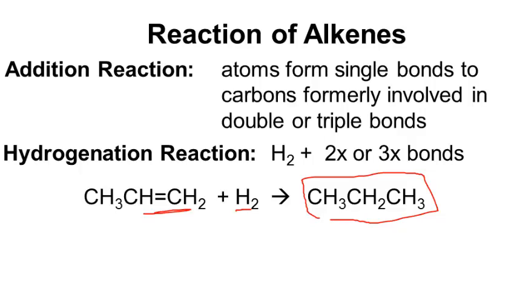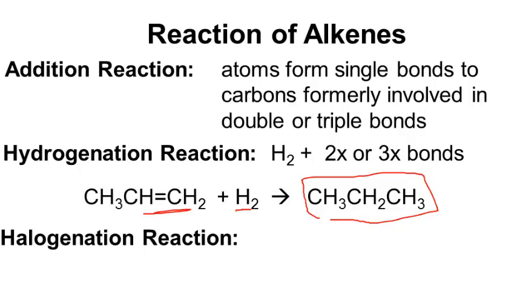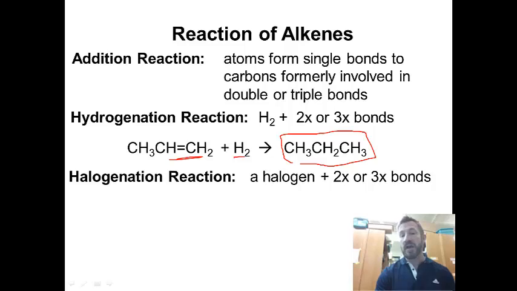Let's look at another type of addition reaction. This is the second type. It's called a halogenation reaction. In a halogenation reaction, what happens is a halogen is added to a double or triple bond. So instead of adding hydrogen, we add a halogen. Remember, halogens are chlorine, fluorine, bromine, and iodine. So it's going to be one of those 4 that we're adding.